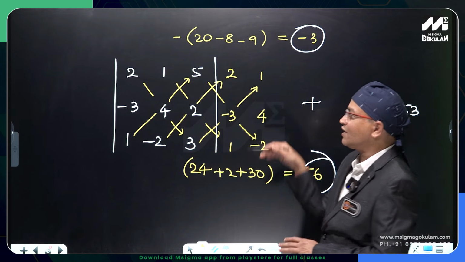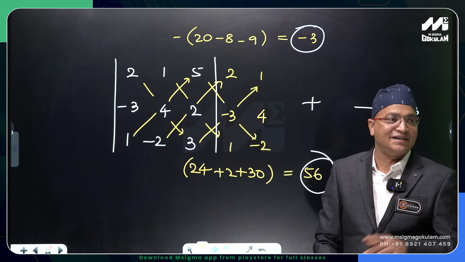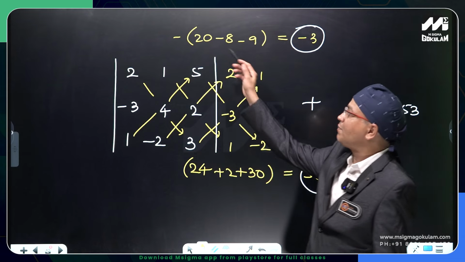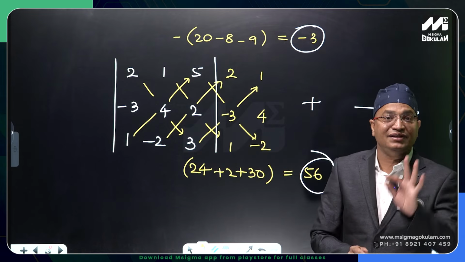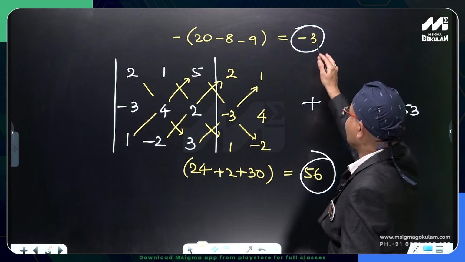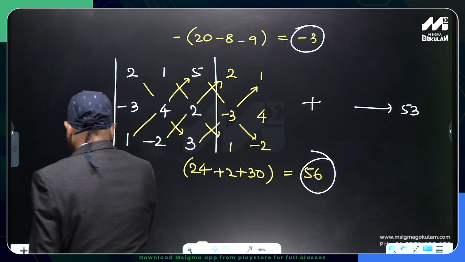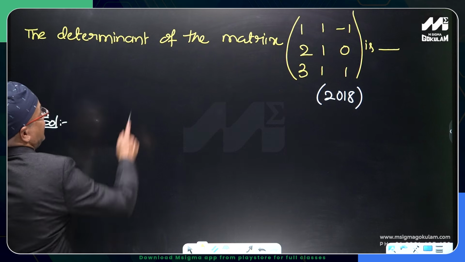Repeat the first two columns like this. Bottom components, as it is, you consider after multiplication. Up components, you consider with opposite sign, minus sign extra. Then simplify like this. Okay. Now see another example.